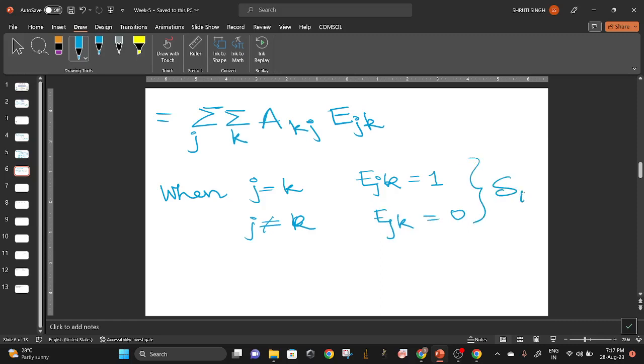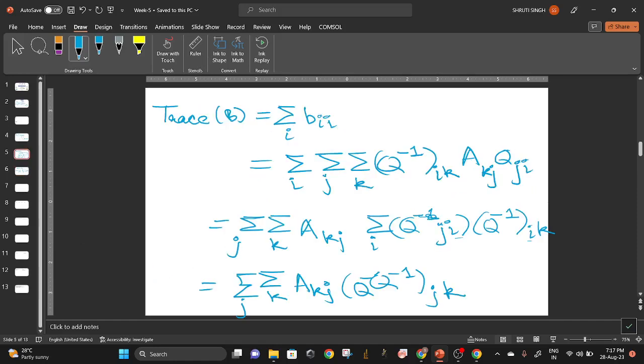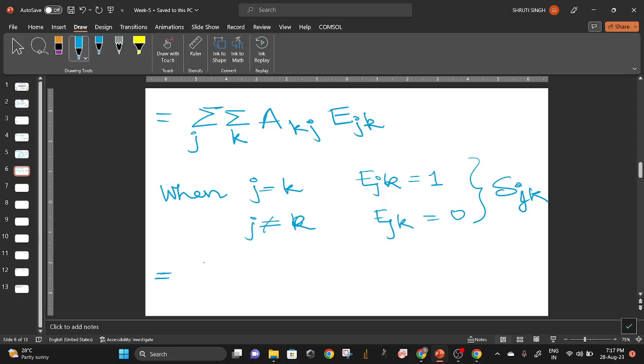That is, it is a Kronecker delta jk. So when these two are not equal, the whole thing goes to 0. Okay, so there is no point in taking that. Anyway, we are calculating the trace, for which the indices should be the same. So we are taking j and k to be the same. Let me write summation k delta jk.